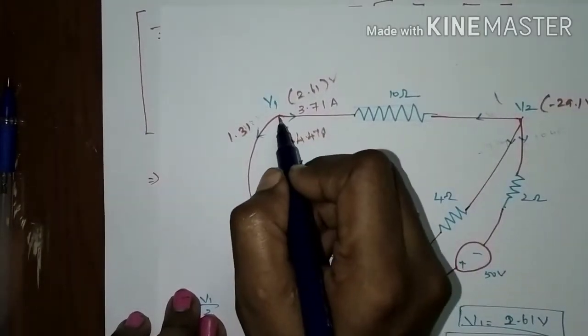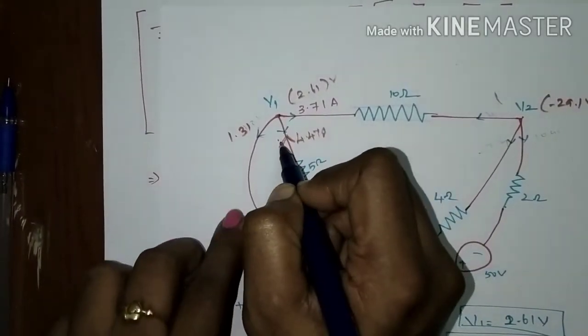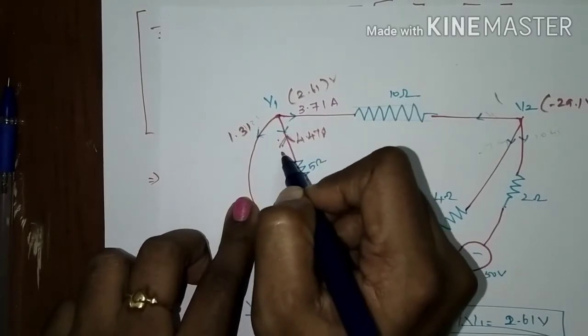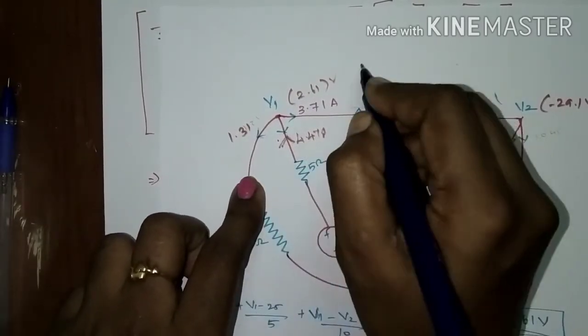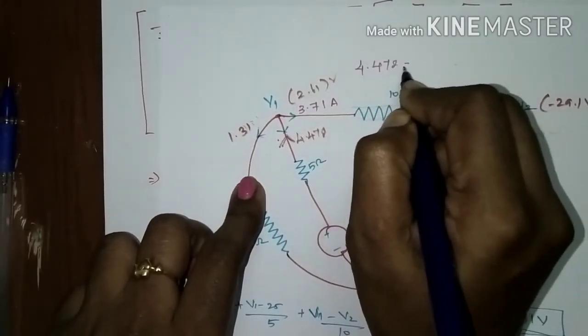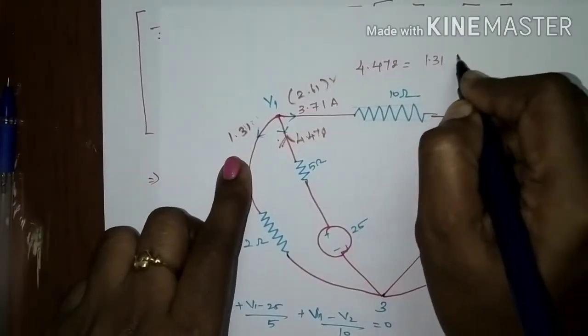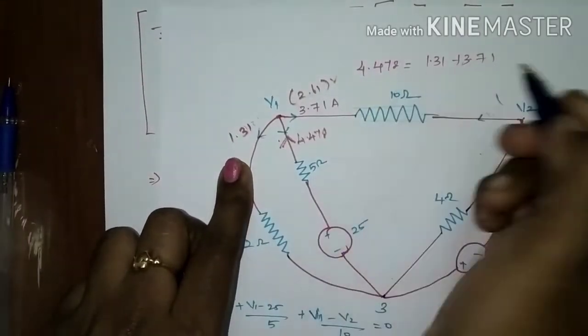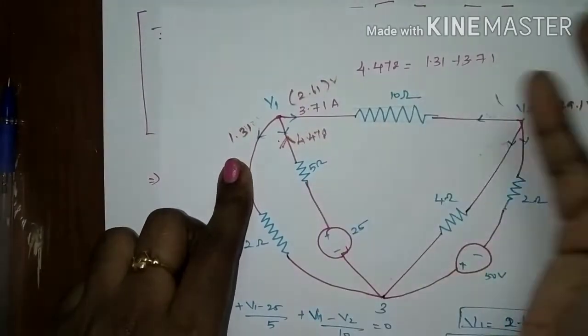Correct. So, now we have applied KCL in this node. Sum of the incoming current is equal to sum of the outgoing current. Here the incoming current actual is 4.478 and the outgoing current is 1.31 plus 3.71. So, it is satisfying. Okay.